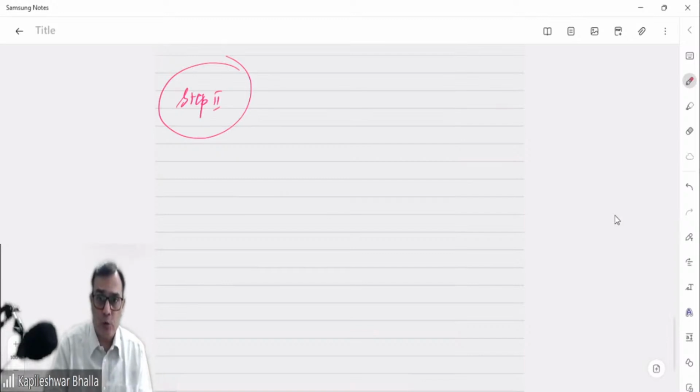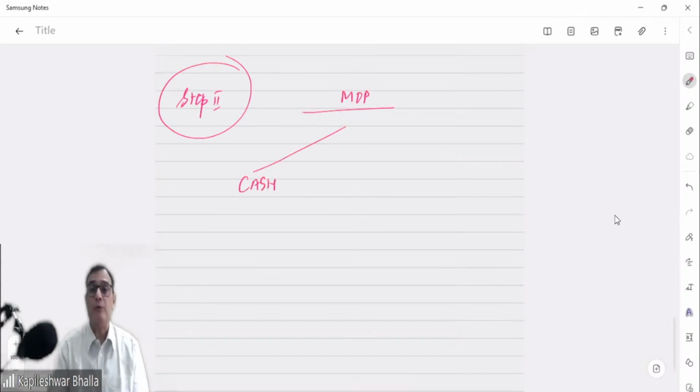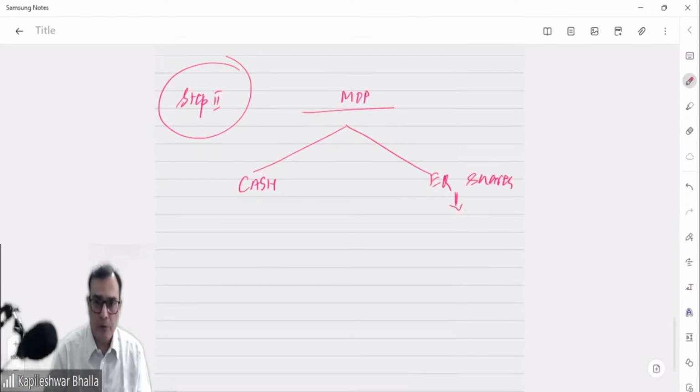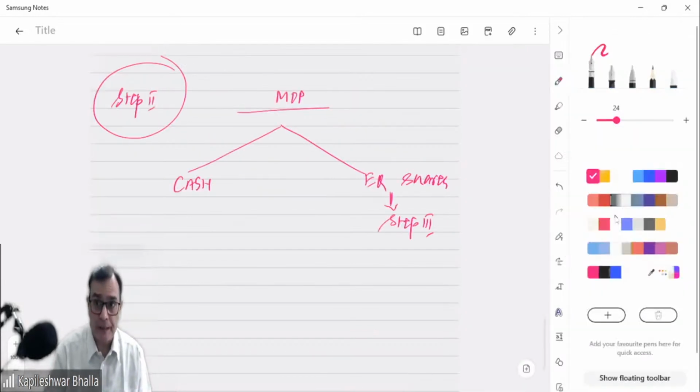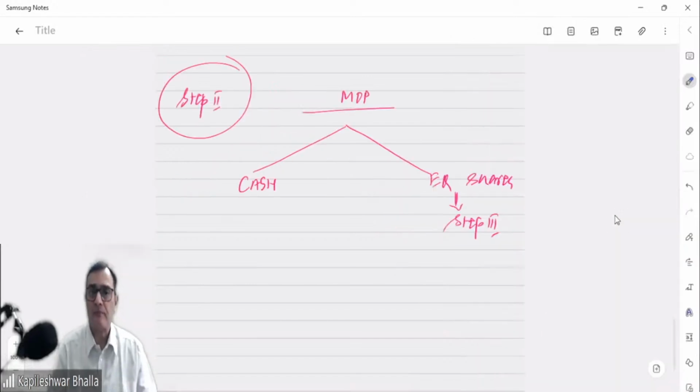In step number 2, I gave you the focus that the mode of payment is either cash or the mode of payment is either equity share. And I said that if it is equity shares, then you go to the step number 3. Now, I'm not concerned with the equity shares at the moment. My focus is in terms of the mode of payment is cash. Now, hear me very carefully.